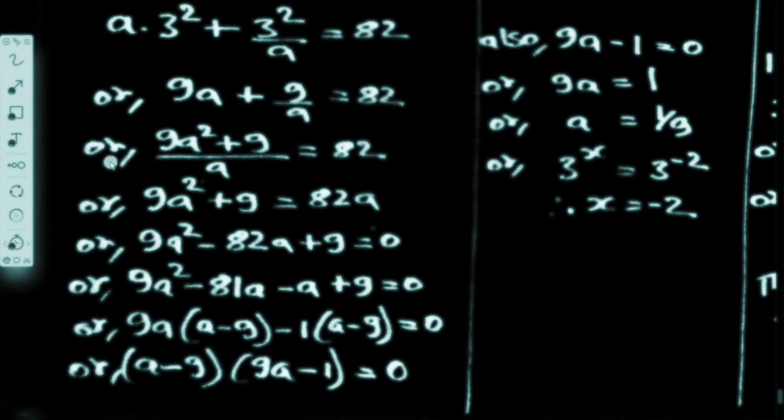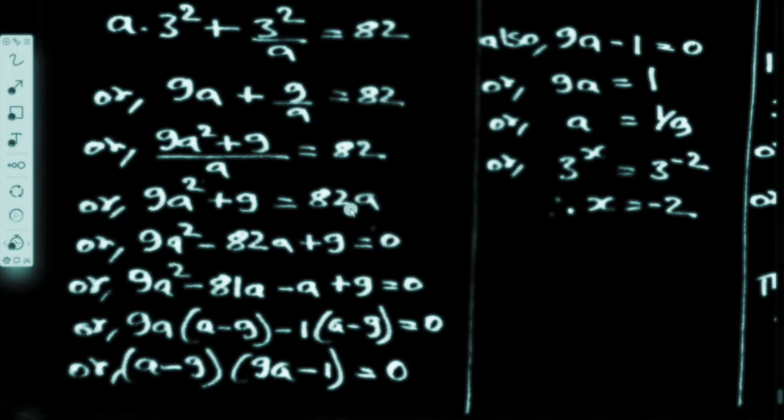Now a should be taken as LCM in the bottom, and a should be multiplied with this 9a. 9a into a comes 9a square, plus 9, by a equal 82. So 9a square plus 9, with a multiplied on the other side, is a into 82, which is 82a. Or 9a square minus 82a plus 9 equals 0.